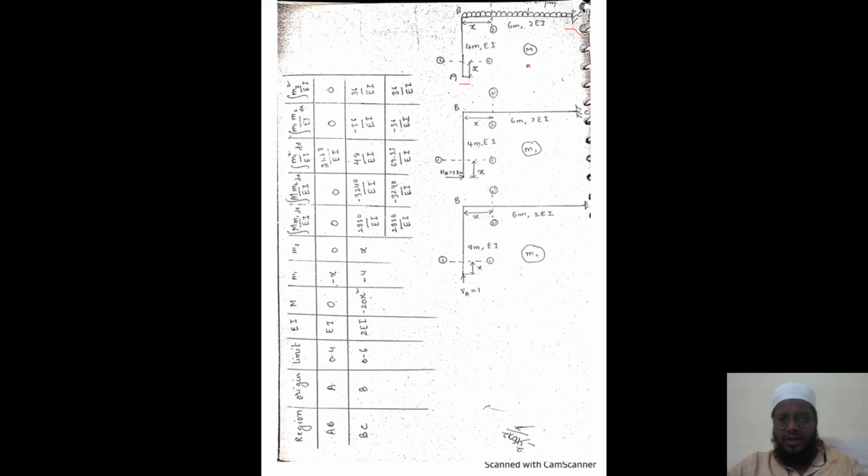So you can see here in our M diagram, I have my UDL over the entire span of BC, whereas we do not have any load on span AB. So we will neither remove nor place external loads. So this is 4 meter and this is 6 meter.